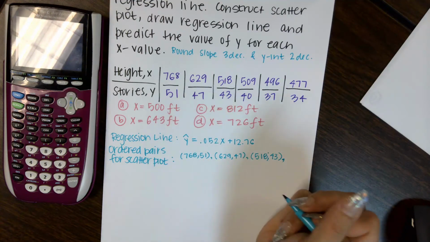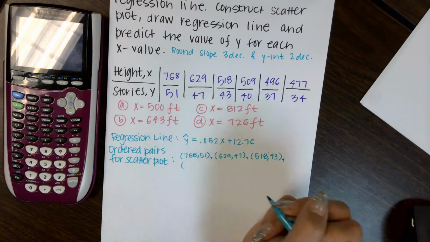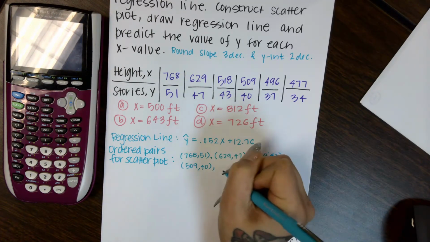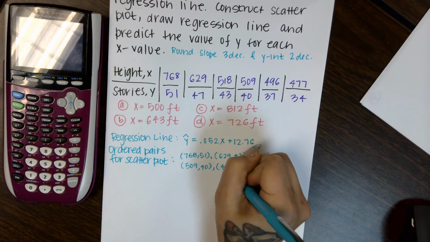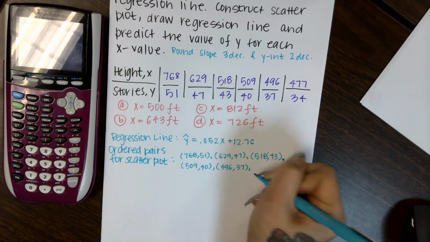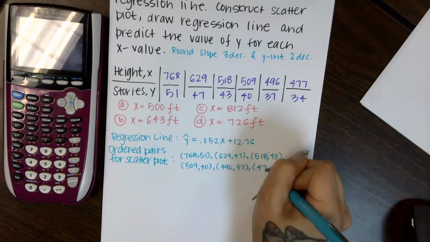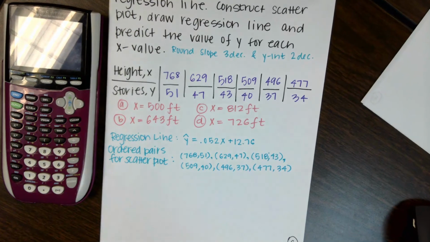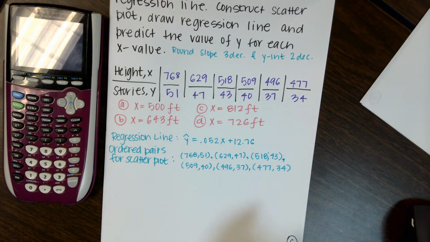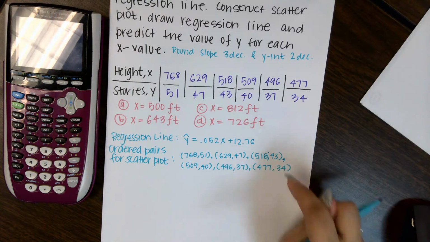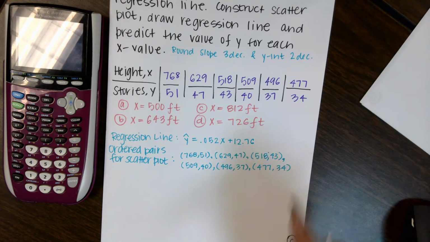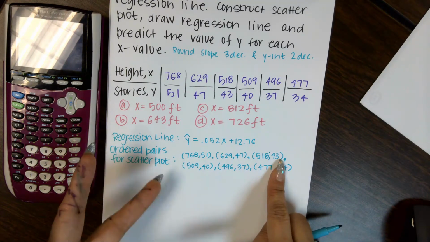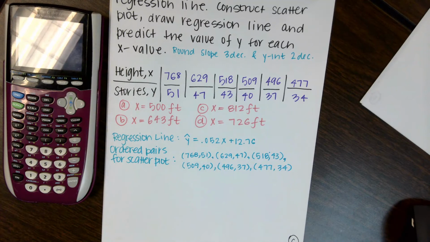My fourth coordinate pair would be 509, comma, 40, close, comma, open. 496, comma, 37, close, comma, open. 477, comma, 34, close. You don't end it with a period or anything, okay? You just don't have to do another comma because there's no more. That should suffice, okay? Again, if that's not what they're looking for, then they want you to actually open up the graph and plot those. But if you're looking at this and you need to do this to know what points to plot, then that should help, okay? Now what we're gonna do is A, B, C, and D.